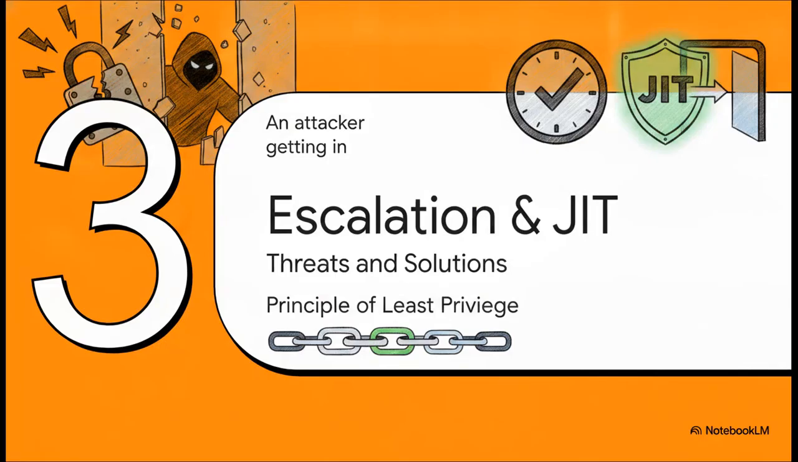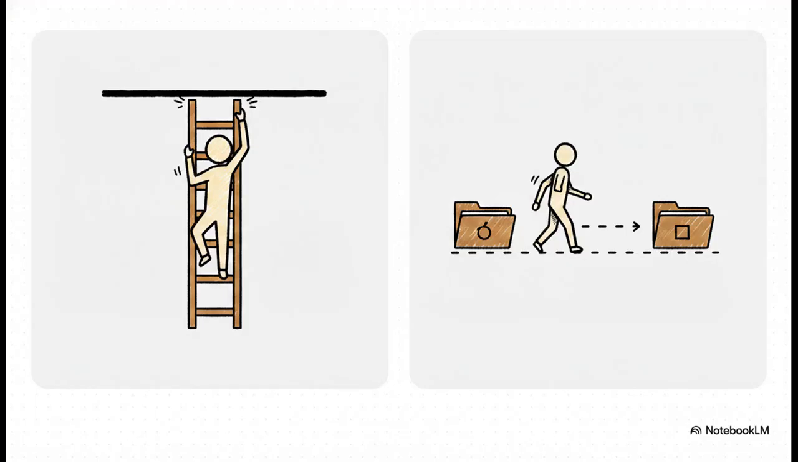So, how do attackers exploit this? That's Section 3, escalation and JIT access, the threat and the modern solution. You see, privilege escalation is basically an attacker's natural instinct. They get a tiny foothold, and then they immediately try to climb. Vertical escalation happens when a regular low-level user exploits some vulnerability to magically become a system administrator.